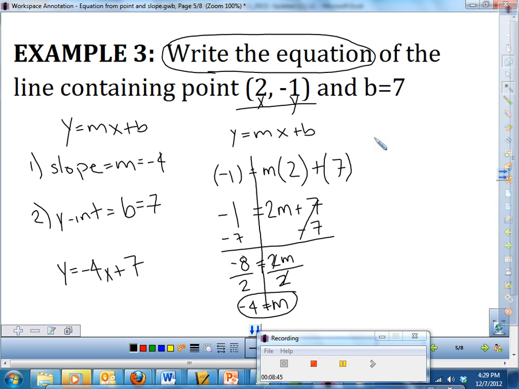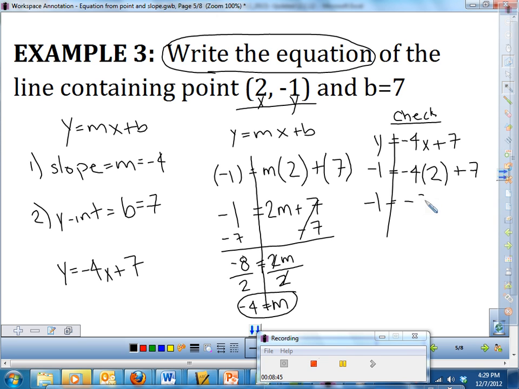My last step should always be to check. So I'm going to rewrite what I just wrote. Y equals negative 4x plus 7. This is my check. I know that my point had a y value of negative 1. I know that my x was 2, plus 7. So let's see if this works. Negative 1, I'm going to bring down. Negative 4 times 2 is a negative 8 plus 7. Negative 8 plus 7 is negative 1. My check worked. So this is the equation of my line.